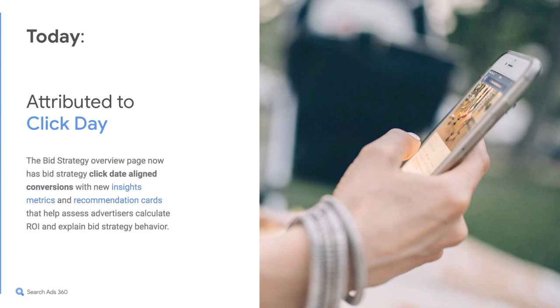It's as simple. And this is calculated at keyword level, so it's very powerful information to understand how the click paths are evolving. And one thing I would say again is it's sort of best of both worlds, because you can see click aligned metrics in the bid strategy overview page, but you can also see conversion day aligned metrics in the overall account level page.